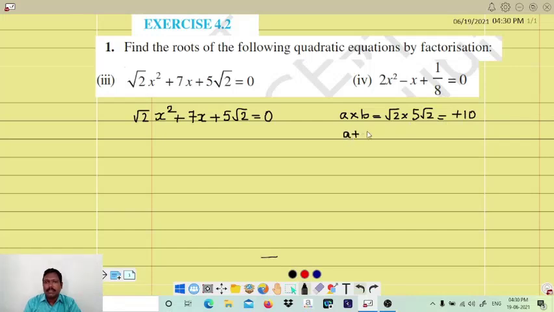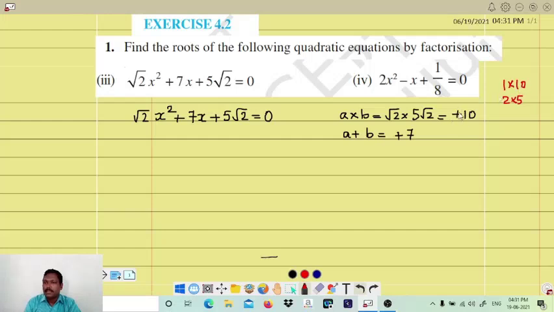Now the sum is the middle term, a plus b is equal to the middle term, plus 7. So the product of two numbers is plus 10 and the sum of two numbers is plus 7. We know the product is positive, which means both numbers will be positive or both numbers will be negative. Anyway, factors of 10 we can write as 1 into 10 and 2 into 5. So the pairs are 2, 5 and 1, 10.